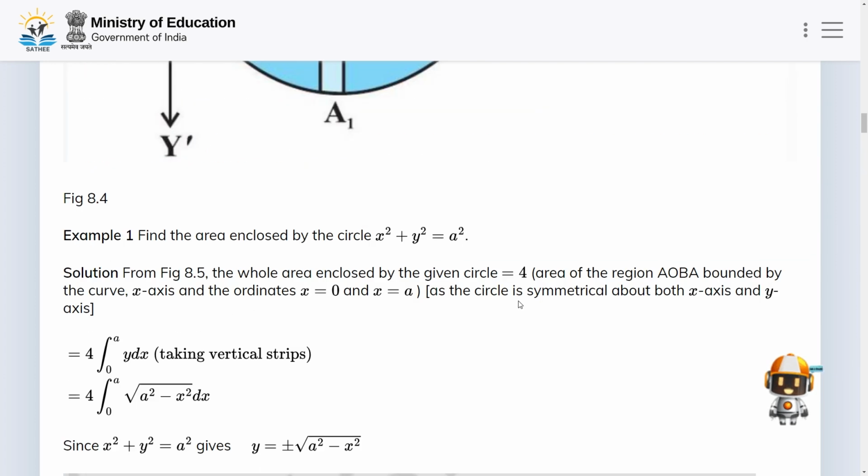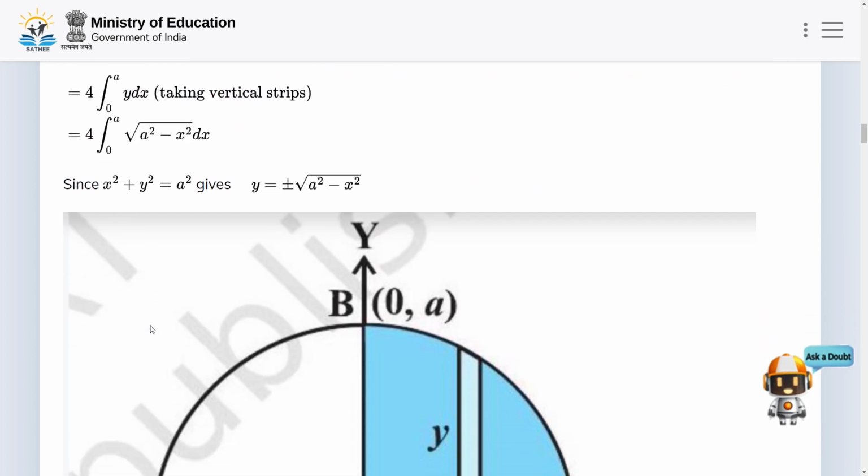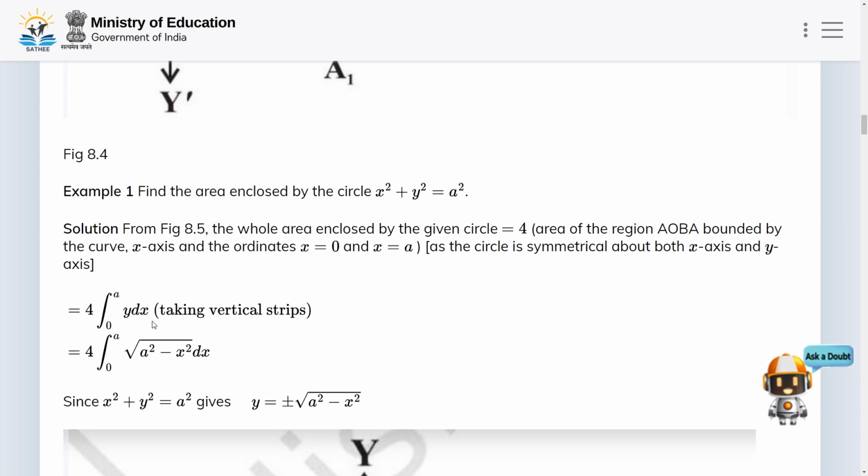Okay, so the radius is a, not the center. The center is 0, 0, or the origin. The radius is a, so the area will be pi r square, which is pi a square. But here we have to evaluate the area by using the definite integrals we just saw. Without visualization, if you try to do it, you will find yourself in a very difficult situation. So do not try until you get a rough figure for your question.